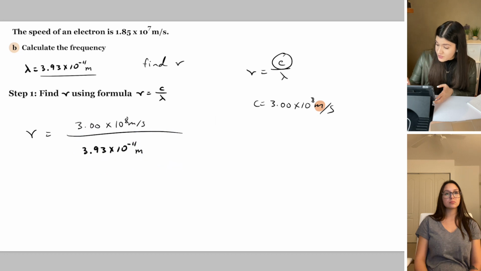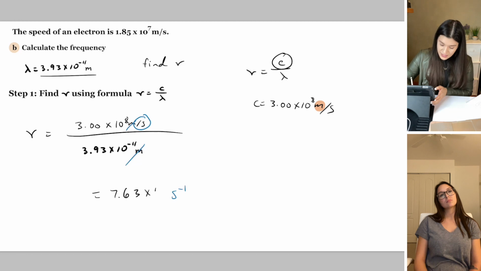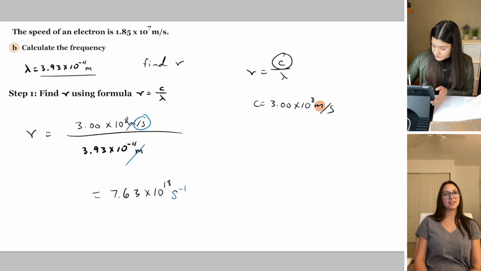Cool. And then our meters cancel. We're left with seconds to the negative first, which is the unit of frequency. And then our answer, we would get 7.63 times 10 to the 18th. So did you just have to know to put the seconds to the negative first?